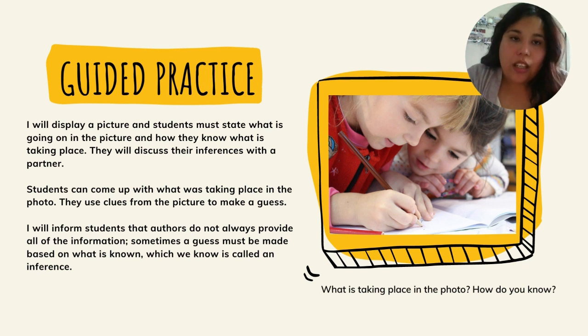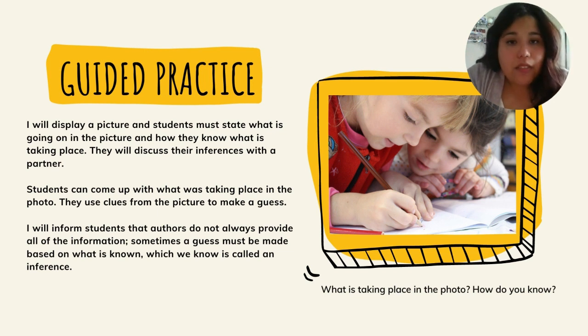I will provide students with a sentence frame to help them answer this question, what is taking place and how do you know? They will also have an opportunity to think, pair, share. They will be discussing their inferences with a partner. This allows the students to come up with what is taking place in the photo. They're going to use the clues that they see in the photo, therefore making an inference and supporting it with evidence.